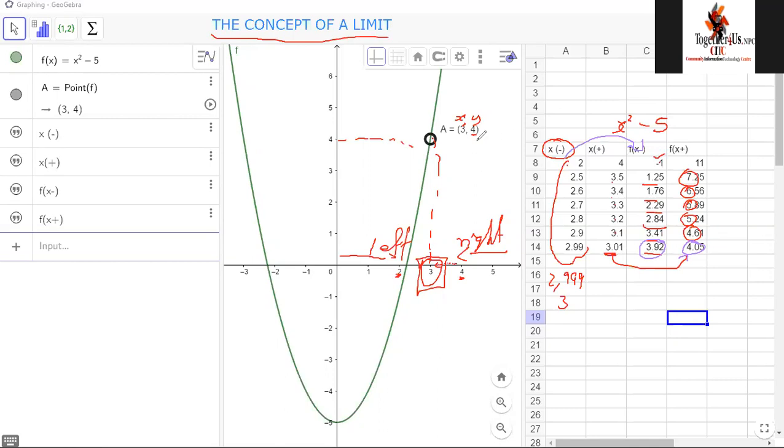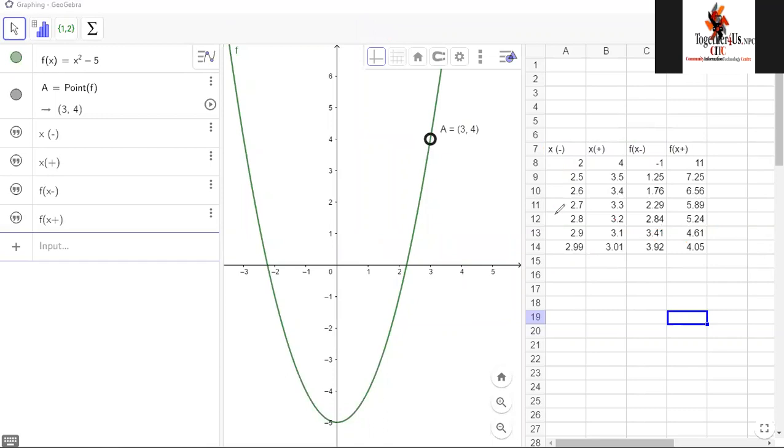Now, let me quickly introduce you to some notation that we use in mathematics. To represent what is going on here, in other words, in this column and that column, I can write the following. I can say, well, the limit of f of x as x approaches 3 from the left is seemingly, what? Yes, I hope you got that, 4.